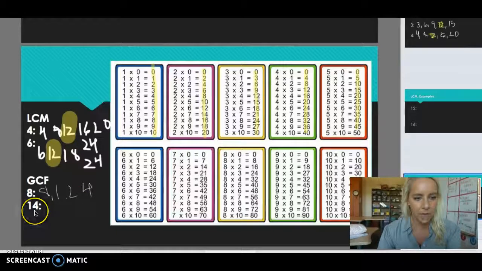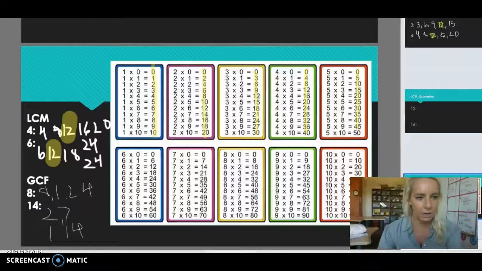Now I'm going to find my factors of 14. So I'm going to look at all of my multiples and see where I can find 14. So I see 2 and 7. And I'm going to see where else I see 14. I don't see 14 in the other rows. Up, I see 14 here. So I already wrote 7 and 2 down. So the only other factors of 14 would be 1 and 14.